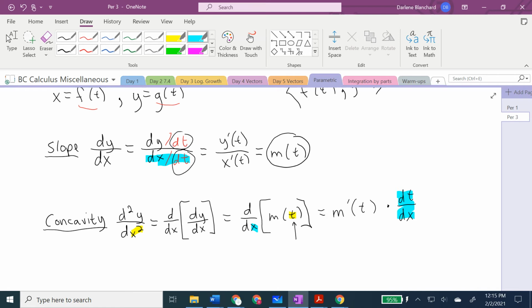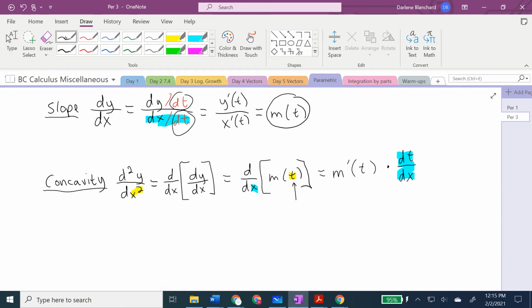Who wants to save time? Everybody wants to save time. So, well, what I'm going to do is I'm going to take this formula and I'm going to say, you know, how about instead of multiplying by dt dx, I divide by its reciprocal, dx dt.